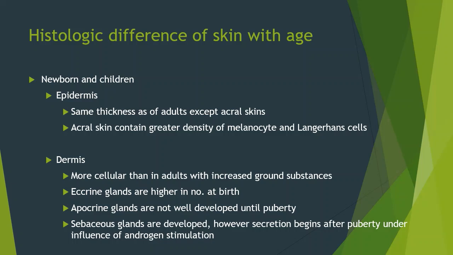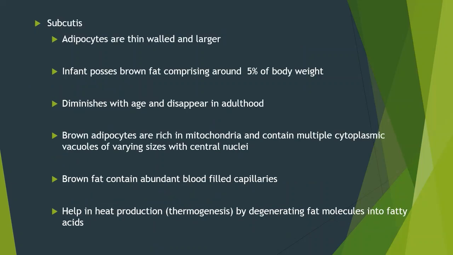In the subcutaneous tissue of newborns and healthy children, the adipocytes are involuted and larger, and there is a significant presence of brown fat, which comprises around 5% of the total body weight. When the baby grows older, the brown fat component gradually decreases and disappears in adulthood. These brown adipocytes are rich in mitochondria and contain multiple cytoplasmic vacuoles of varying size with central nuclei. They also contain abundant blood-filled capillaries. These two factors, increased mitochondria and increased blood-filled capillaries, lead to generation of heat. That is, thermogenesis is the main function of this brown fat, by degrading fat molecules into fatty acids.